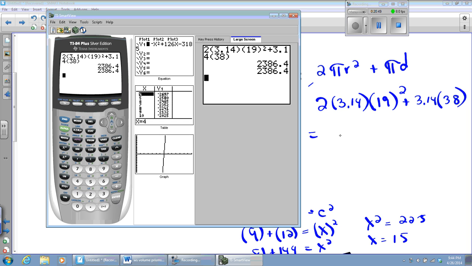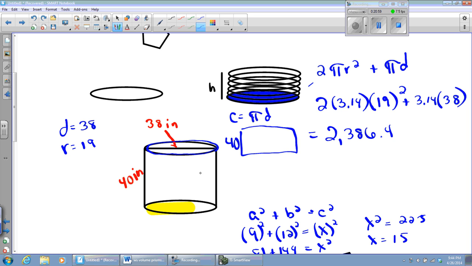I'm going to get 2,386 and 4/10. I forgot my units. I know they're squared units. I'm in inches. Inches squared.